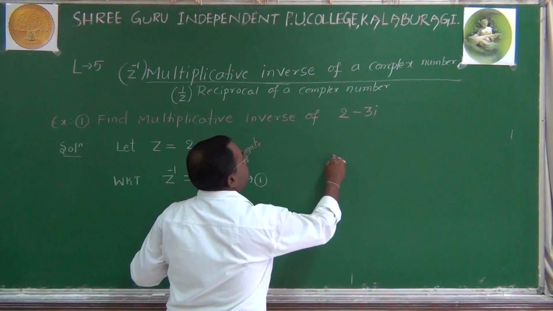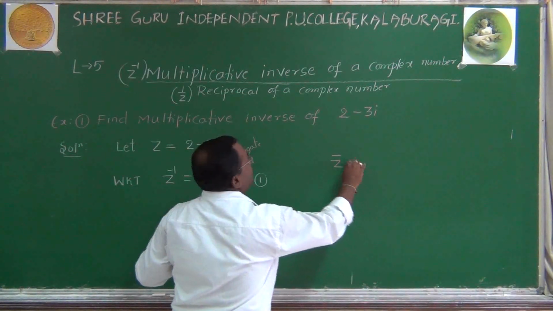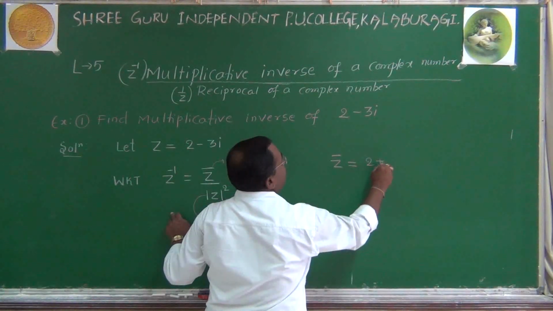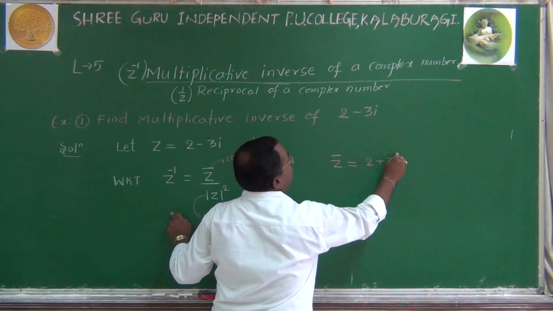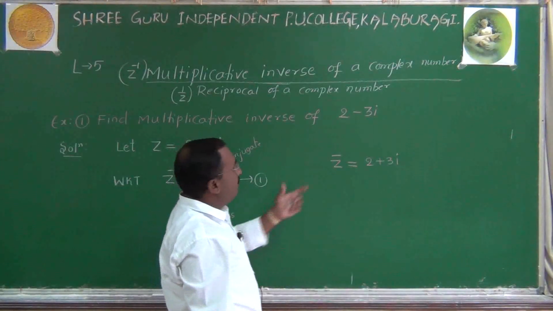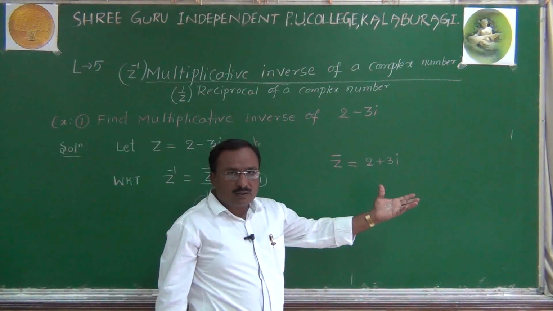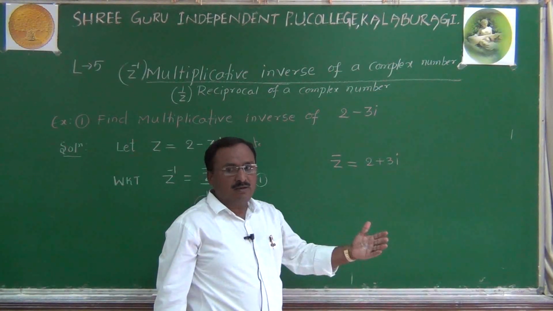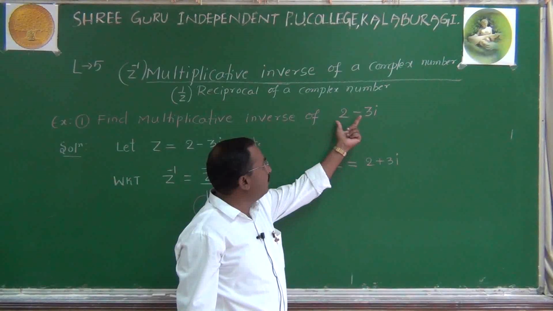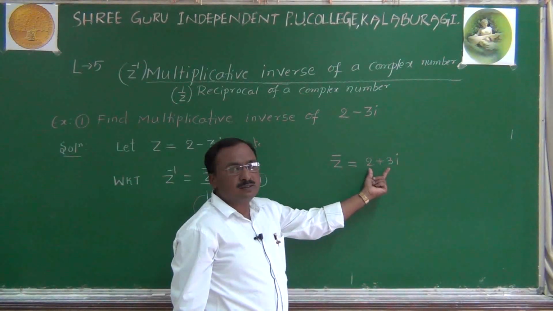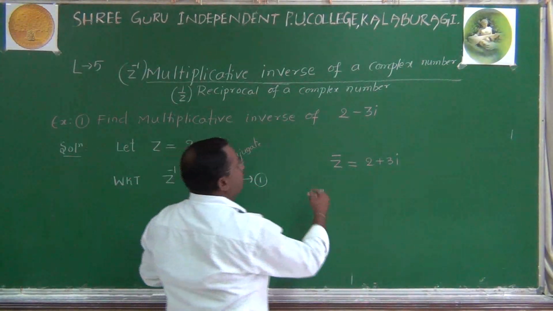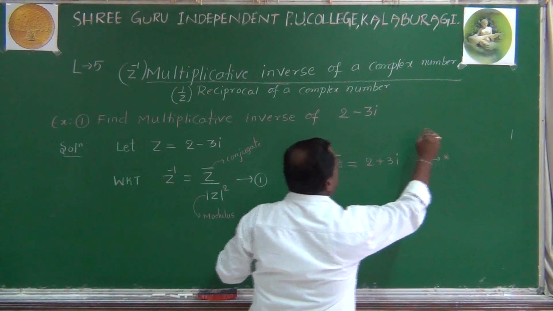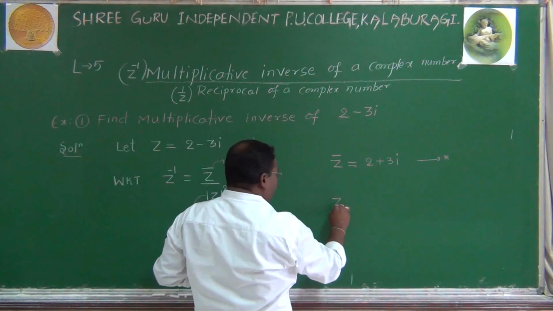The conjugate of 2 minus 3i becomes 2 plus 3i. This is the definition of conjugate. Conjugate definition is what? Here, change the sign of the imaginary part in the complex number. Here, 2 minus 3i becomes 2 plus 3i. Next, modulus of Z.